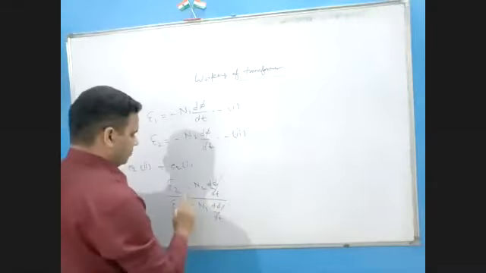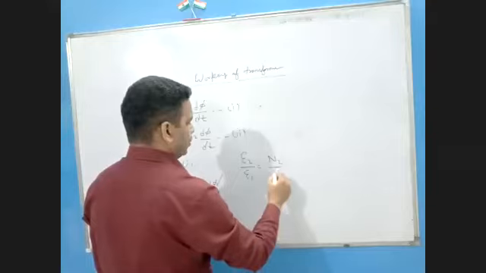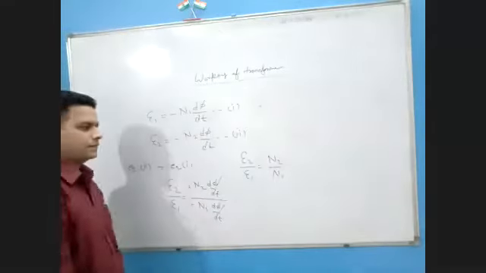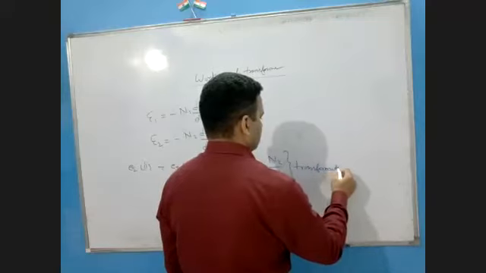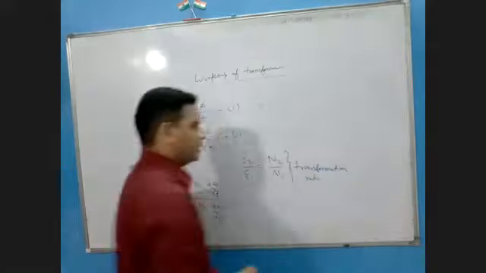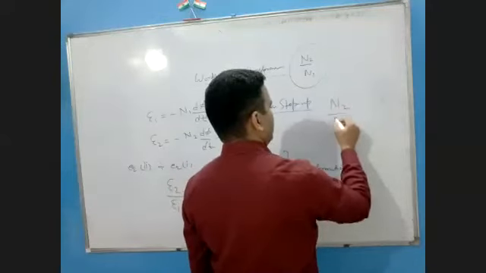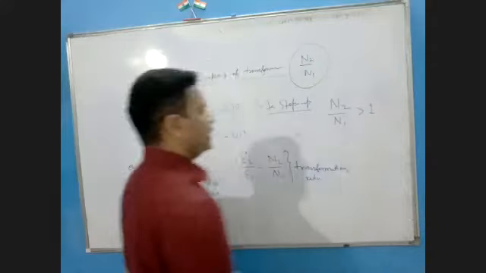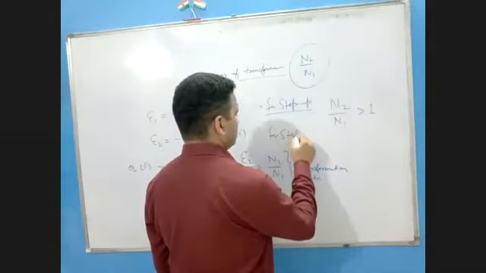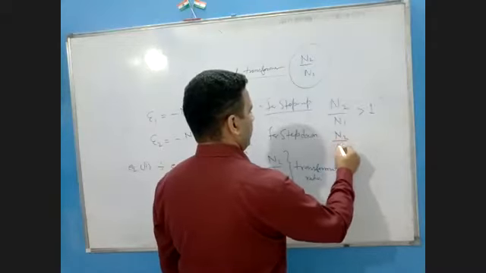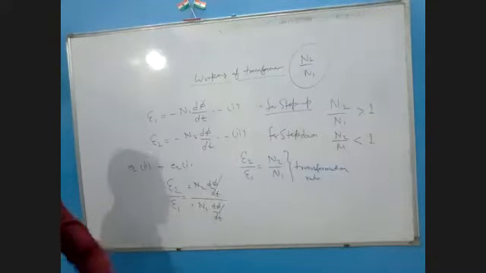So the minus signs cancel. So E2 upon E1 is equal to N2 upon N1. This N2 upon N1 is known as the transformation ratio. For the step up transformer, the transformation ratio N2 upon N1 is always greater than 1, and for the step down transformer N2 upon N1 is less than 1. Okay, you can note down this one.